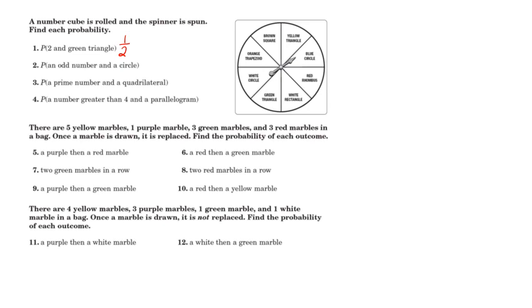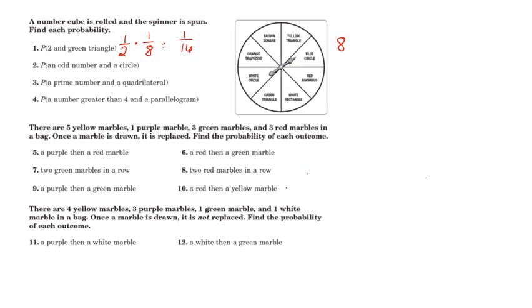The probability of getting a green triangle, let's see, there's 1, 2, 3, 4, 5, 6, 7, 8. So there's 8 of those. One of those 8 is a green triangle. So that is going to be 1 out of 8. Okay, so I have a 1 out of 48 chance of getting a 2 and a green triangle.